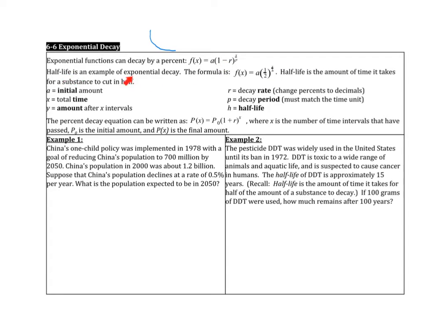And the other application with decay is what we call half-life. Half-life is the amount of time it takes for a substance to cut in half. Half-life is used in many different types of substances. One example might be medications. So if you take a medication like ibuprofen, which is the same as Advil, it has a half-life of approximately 2 hours. So here's your example.